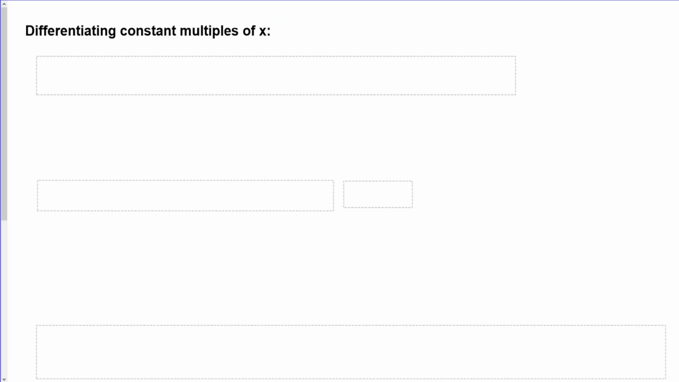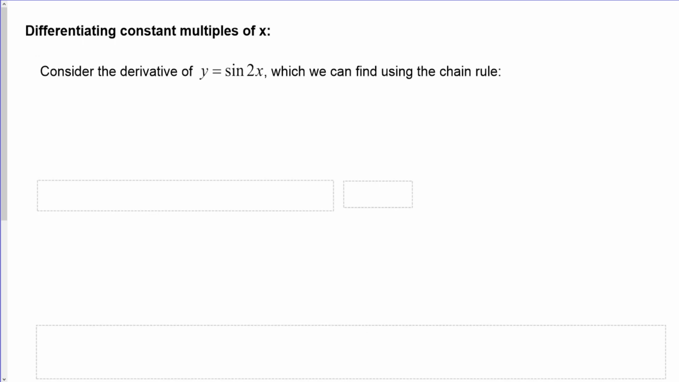Now the next topic here, let's talk about what happens when we differentiate constant multiples of x. So consider the derivative of y equals sine 2x. We can find this derivative using the chain rule. So the derivative here is going to be the derivative of the outer function, which is sine, would be cosine. Multiply it by the derivative, or leave the inside function alone, multiply it by the derivative of the inside function. All right, then rearrange everything and make it 2 cosine 2x.